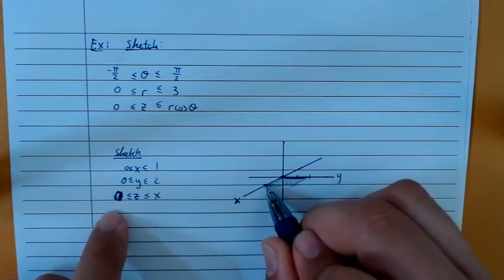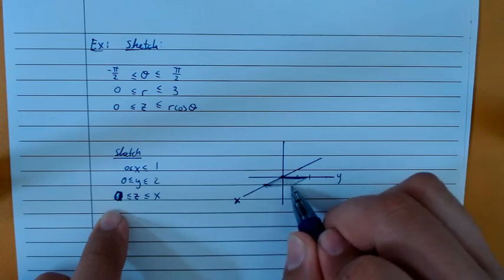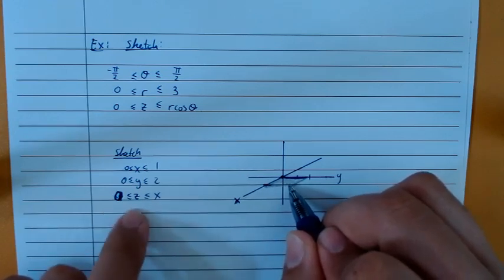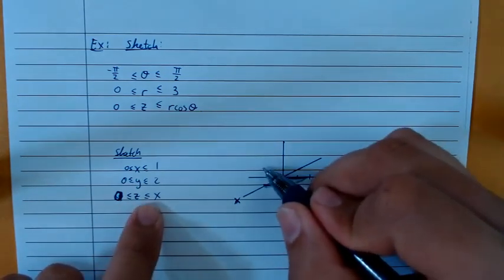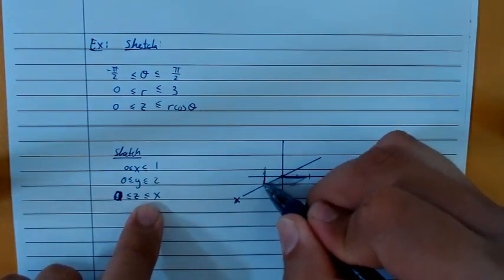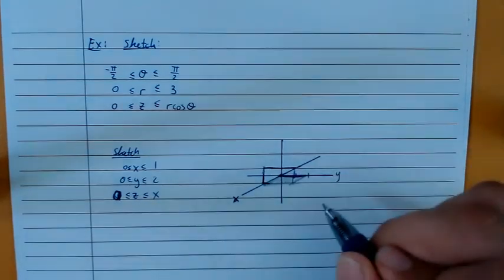Okay, what about over here? Well, over here, x is equal to 1. It doesn't seem to matter what y is equal to. So here, our height is going to be between 0 and 1. So we're going to go up as high as 1 unit. Like that.